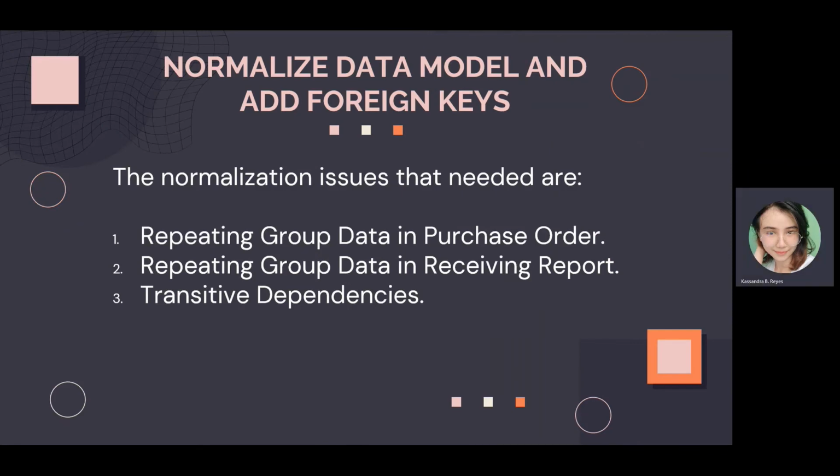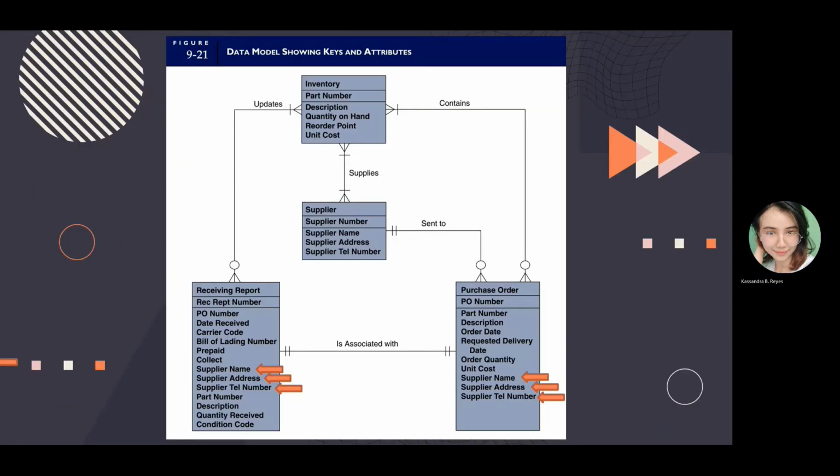For the last issue, we must resolve the transitive dependencies. We can see here that the purchase order and receiving report have attributes which are redundant with the data in the inventory and supplier entities, and this occurs because of transitive dependencies. The transitive dependencies simply mean that the primary key does not define these non-key attributes. So to resolve this issue, we need to drop these attributes from the purchase order and receiving report entities.